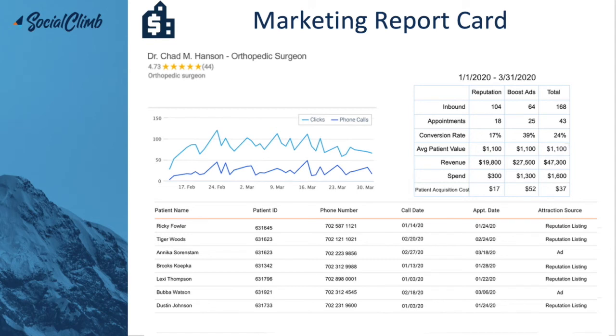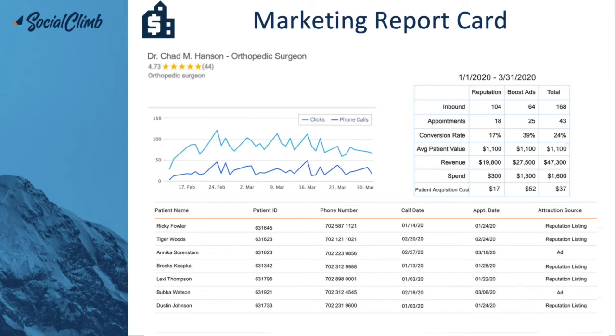Of those, 18 converted or got appointments that we were able to trace. That's a 17% conversion rate. He has an $1,100 value per patient. So that's $19,000 in revenue. And he spent $300 building his reputation during that first quarter. So his total cost for acquiring those 18 patients per patient was $17 per patient for the patient acquisition cost.